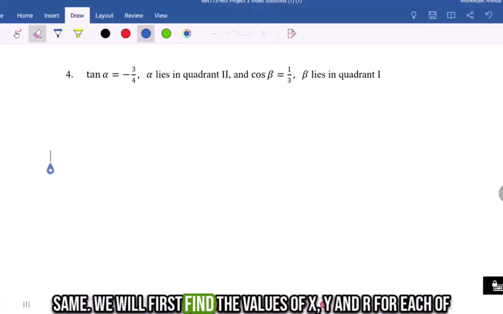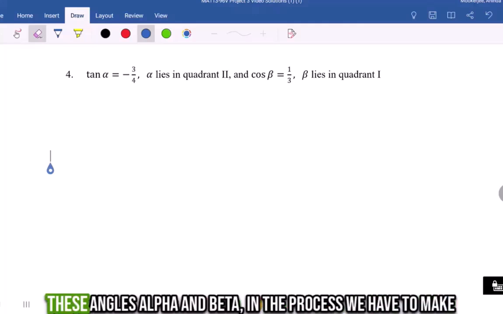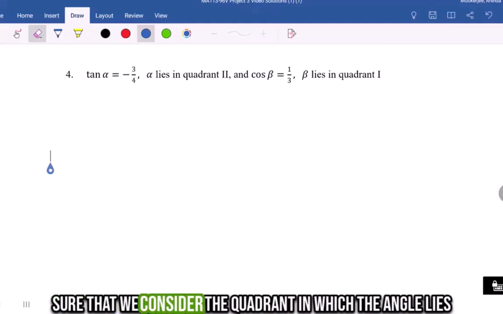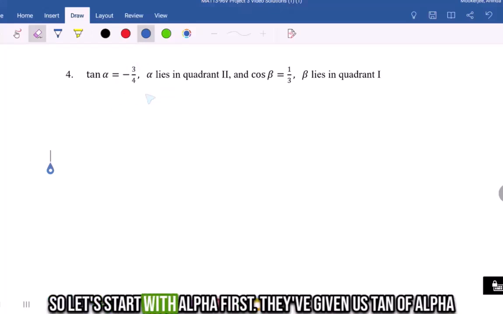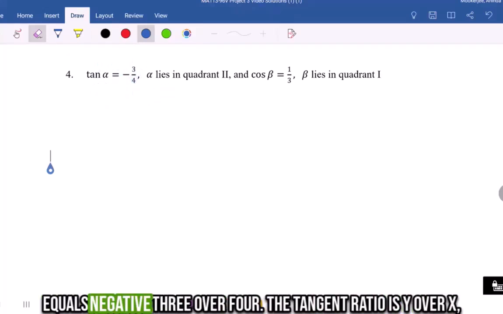We will first find the values of x, y, and r for each of these angles, alpha and beta. In the process, we have to make sure that we consider the quadrant in which the angle lies, because that will decide the sign of x or y, as the case may be. So let's start with alpha first. They've given us tan of alpha equals negative 3 over 4. The tangent ratio is y over x.